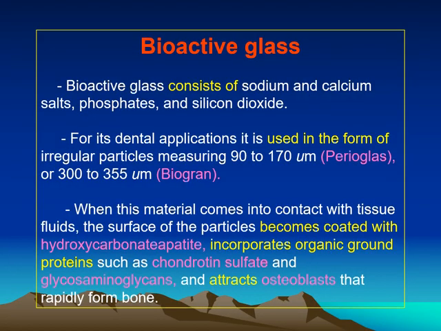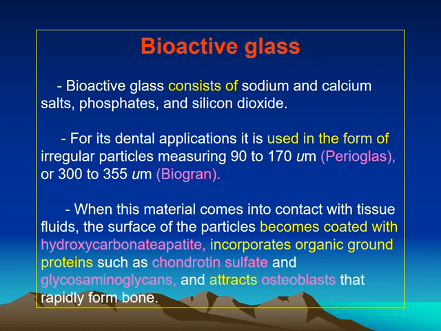The bioactive glass consists of sodium and calcium salts, phosphates, and silicon dioxide. For its dental applications, it is used in the form of irregular particles measuring 90 to 170 micrometers and is called PerioGlas. When the particle size increases to 300 to 355 micrometers, it is known as BioGran.